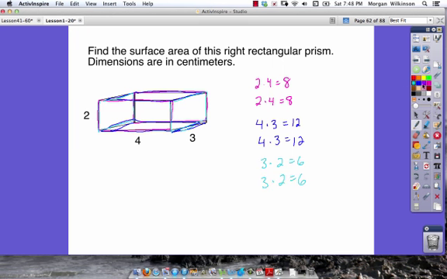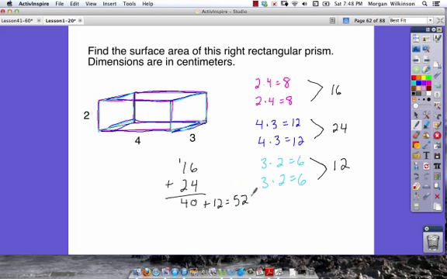So if we find the sum of everything that we have here, 8 plus 8 is 16. 12 and 12 give us 24. 6 and 6 give us 12. So when we add all those together, 16 plus 24, we get a 0 and carry the 1 because we had 10, and we have 40. Now we're going to take our 40 and add 12. 40 plus 12 is equal to 52.